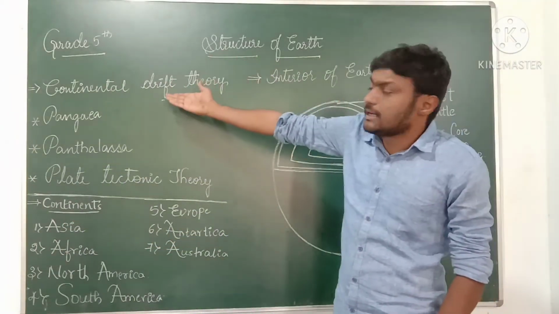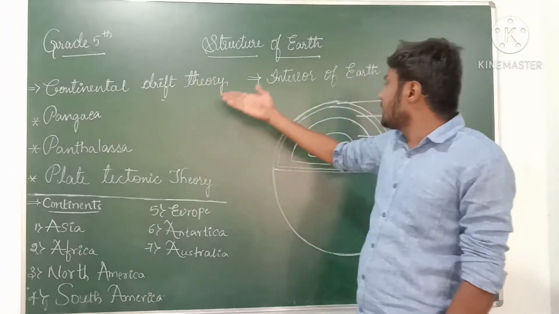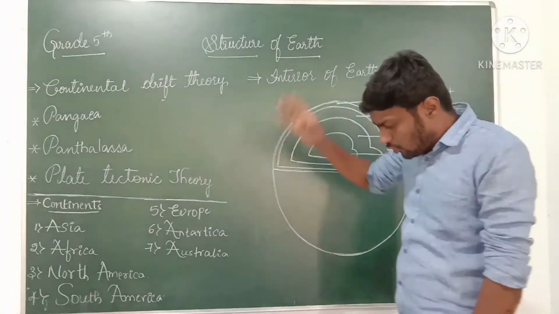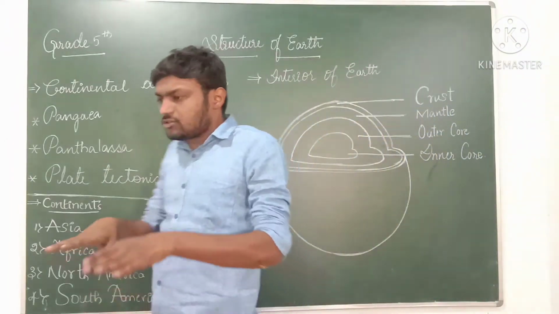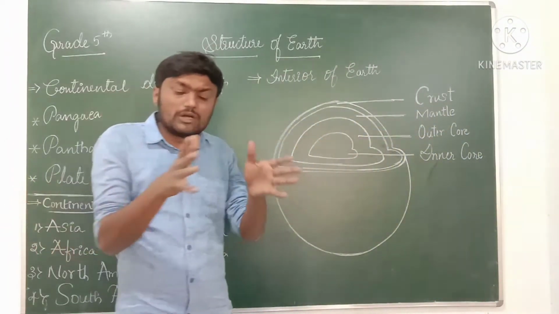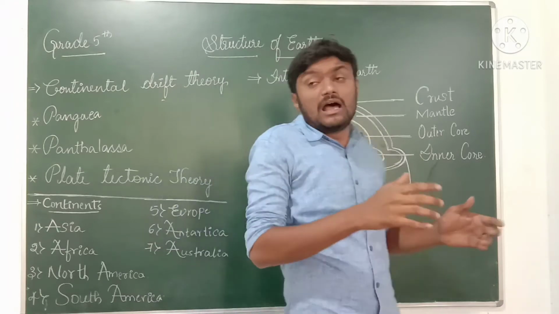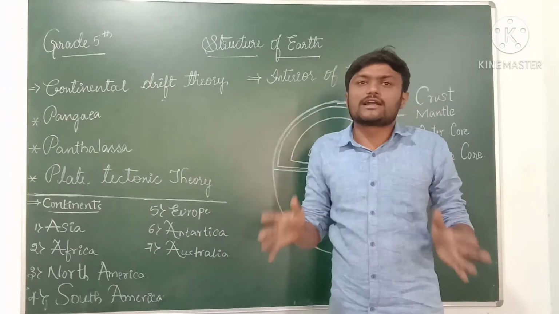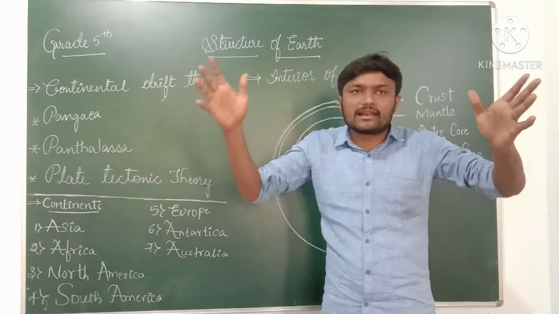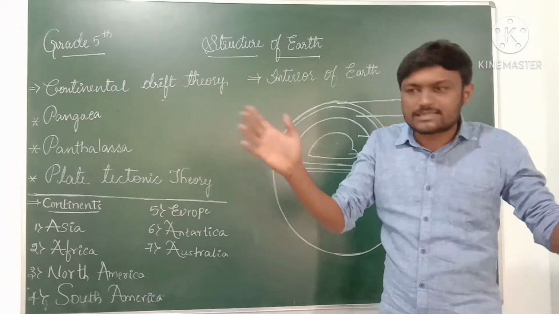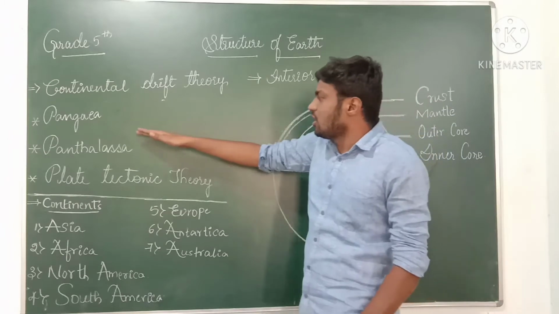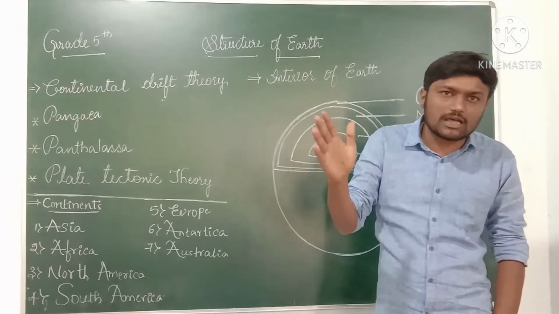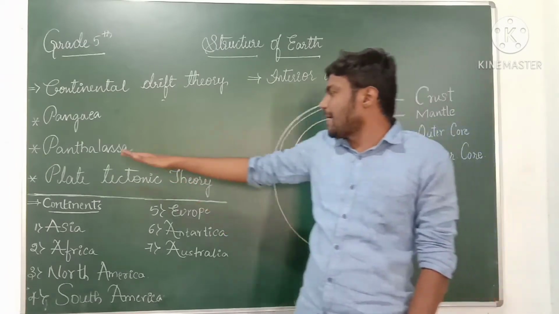So the continental drift theory proved that, before several years, the earth had no different continents. The continental drift theory itself says that there were no different continents. The entire land space was on one side, and it was called Pangea, and the entire water body or oceans were on one side. It is called Panthalassa.